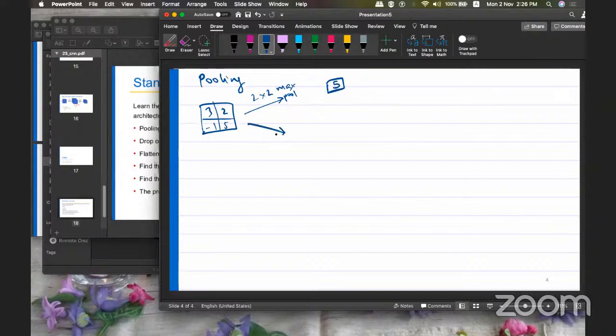And if I apply a min pooling, then what will be the output? Can somebody write on the chat window? Minus 1, very good. And if I apply an average pooling, what will be the output? Can somebody write on the chat window? Average pooling.